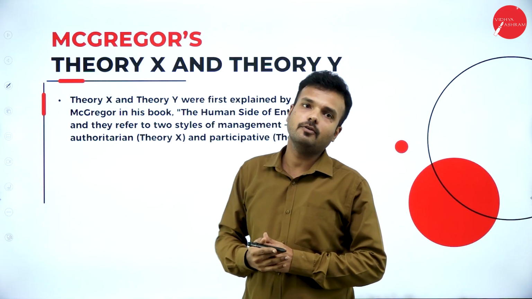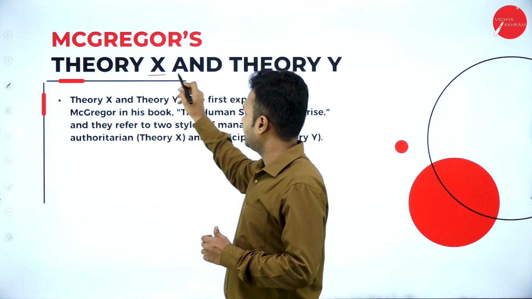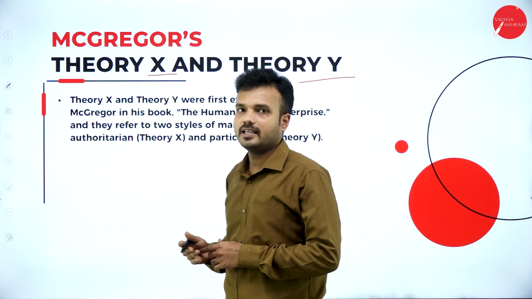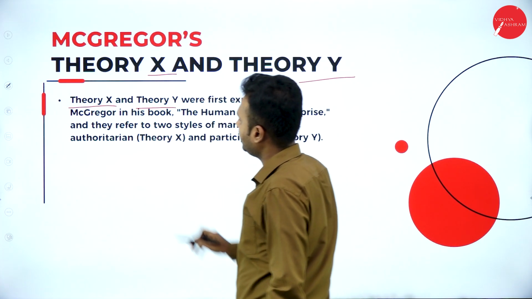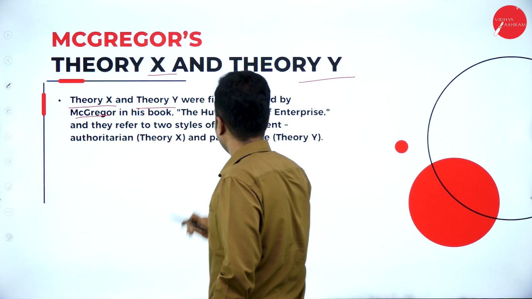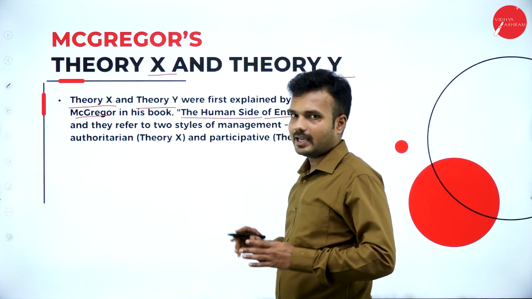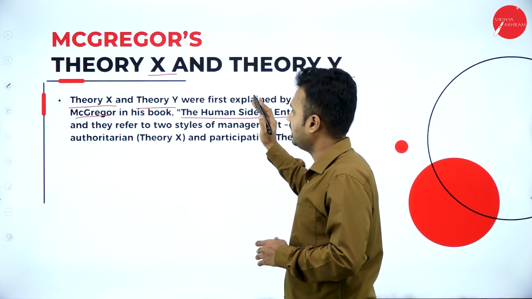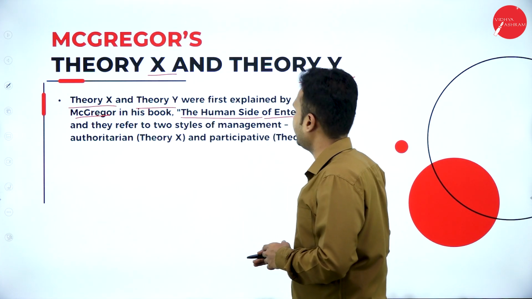This is the third theory of motivation, that is McGregor's Theory X and Theory Y. These are the two factors that we are going to study in this theory. Theory X and Theory Y were first explained by McGregor in his book The Human Side of Enterprise. So he mentioned Theory X and Theory Y in his book, The Human Side of Enterprise.